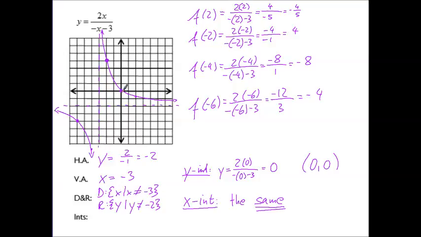All right? I took 4 numbers to get some points. f of 2 is negative 4 over 5, or almost negative 1. f of negative 2 is positive 4. That's the point over here. f of negative 4 is negative 8, just one step of our grid. And f of negative 6 is negative 4 over here. And that allows us to graph our hyperbola just like this.